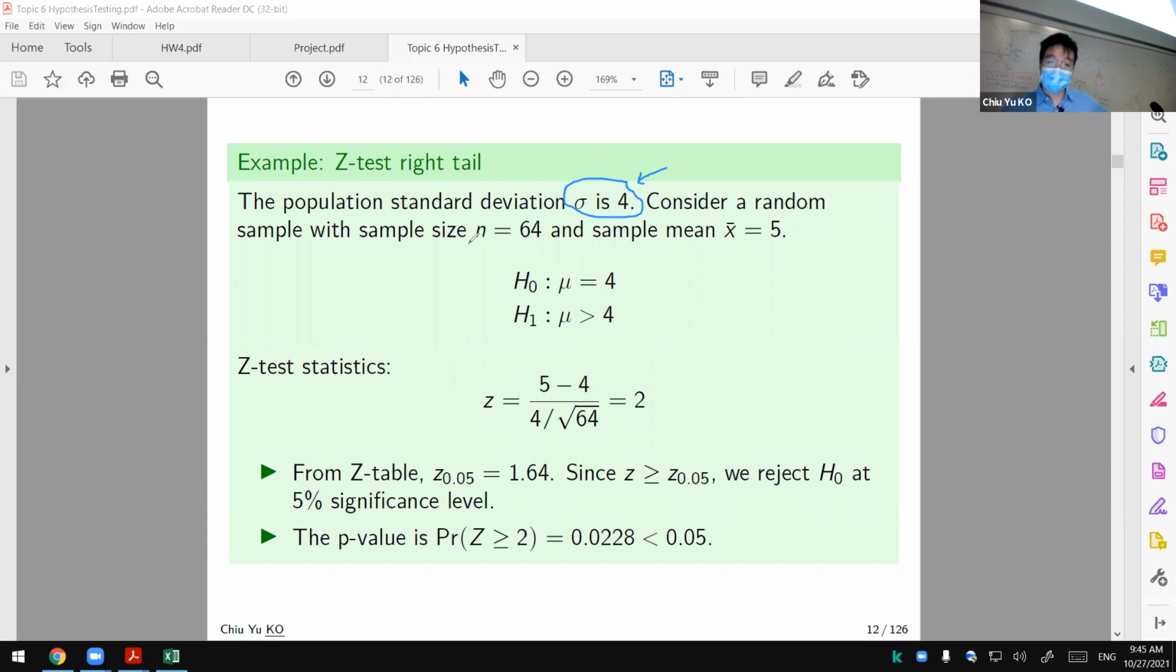Imagine we know, to familiarize yourself with the notation: the sample size is 64, and the sample mean is 5. Do note that this depends on the sample you collect. So the first thing we want to see is what is the null hypothesis. Here mu is 4, and we are doing a one-sided test, it's right tail, so the alternative is mu more than 4.